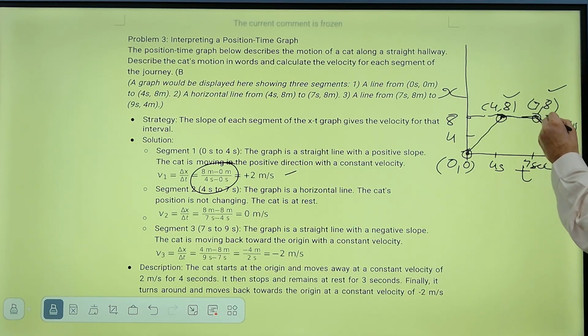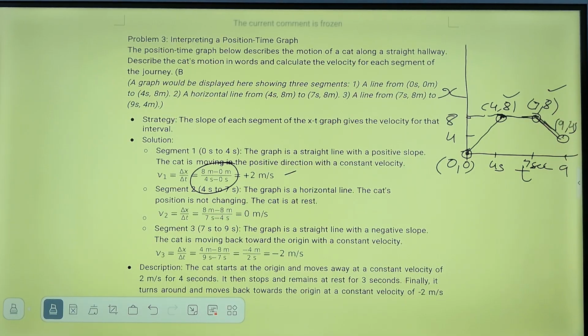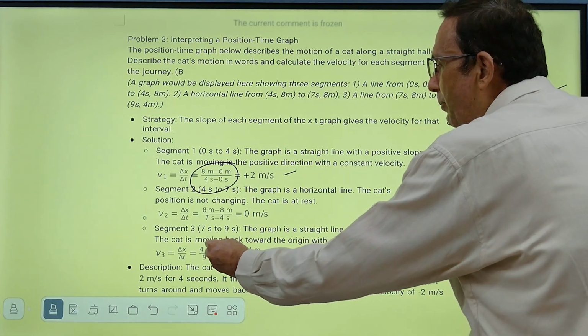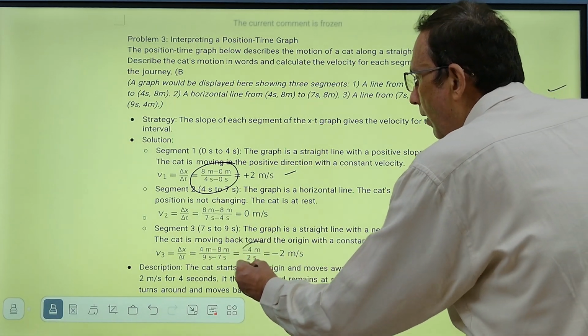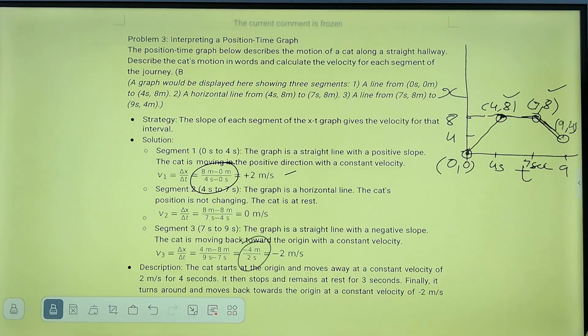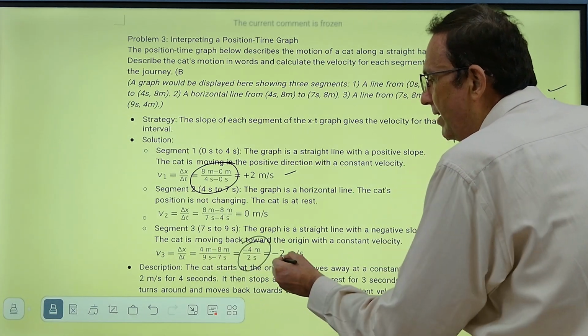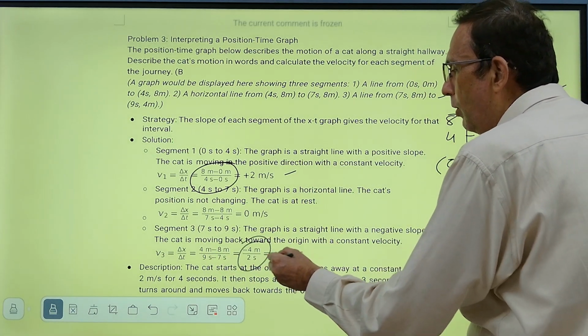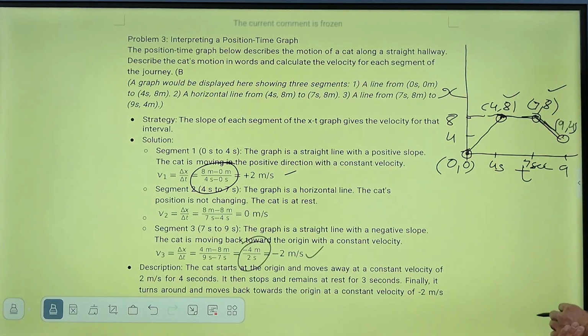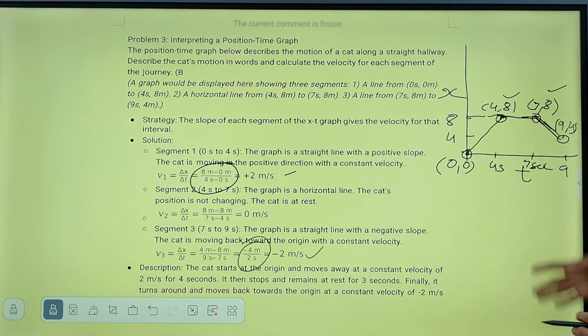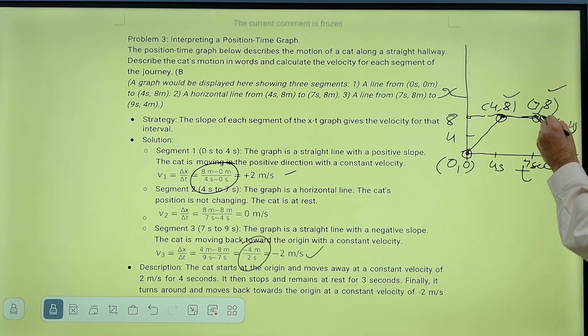So the position of the object has changed from 8 to 4. So the position has changed by 4 meters, which is the final position, minus 8 meters, which is equal to minus 4 meters. And the time it has taken is 9 minus 7, which is the final time minus initial time, which is 2 seconds. So minus 4 by 2 gives you minus 2 meters per second. So that is the velocity of the cat according to this graph in the third segment.